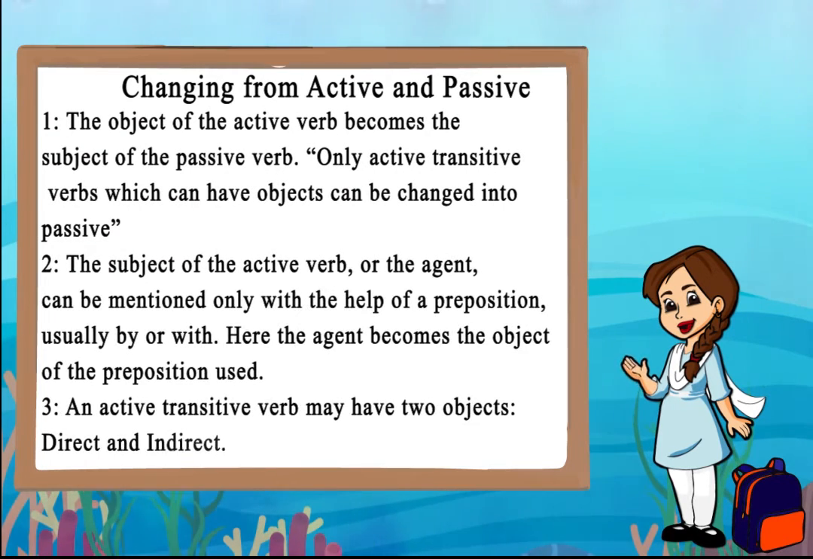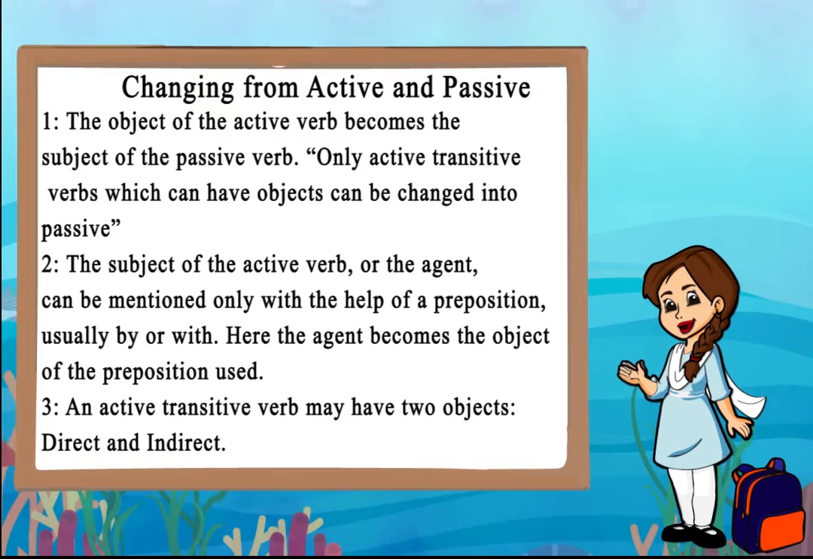Changing from active to passive. The object of the active verb becomes the subject of the passive verb. Only active transitive verbs, which can have objects, can be changed into passive. The subject of the active verb, or the agent, can be mentioned only with the help of a preposition, usually by or with. Here the agent becomes the object of the preposition used.